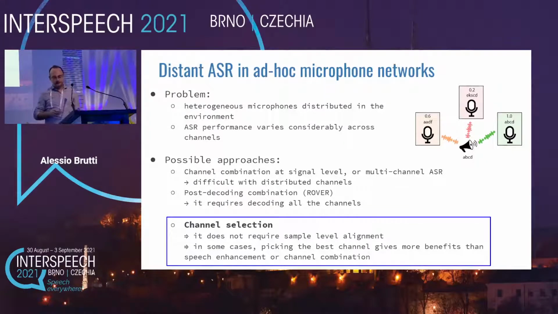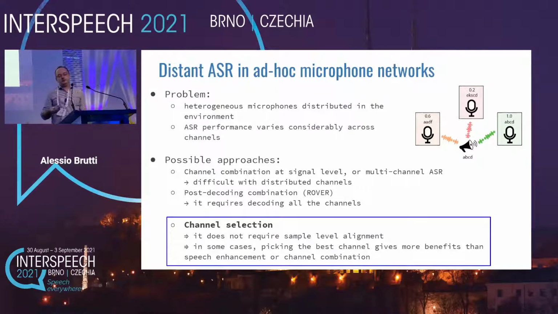And then also, they don't work very well, in my experience, when there is a huge difference between the performance of the channels. A very effective approach would be to decode all the channels and then combine the ASR hypotheses afterwards using, for example, ROVER. That will probably give the best results. However, you can understand that if we have a lot of microphones, decoding all of them would be very expensive from a computational point of view.